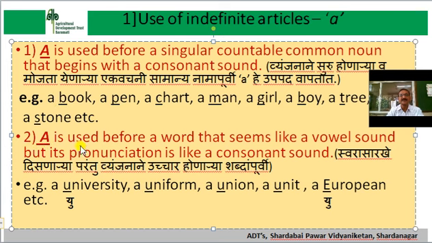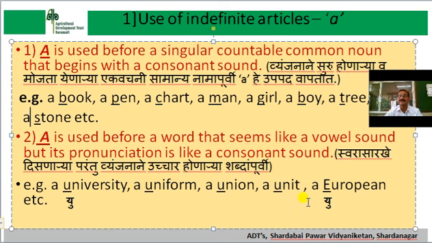Second, a is used before a word that seems like a vowel sound but its pronunciation is like a consonant sound. Let us see the example. A university. This word university begins with U. U is a vowel letter, but its pronunciation is like a consonant sound. That's why a is used. In the same way, uniform, union, and unit are words that begin with U. U seems like a vowel sound, but its pronunciation is like a consonant sound. That's why a is used.